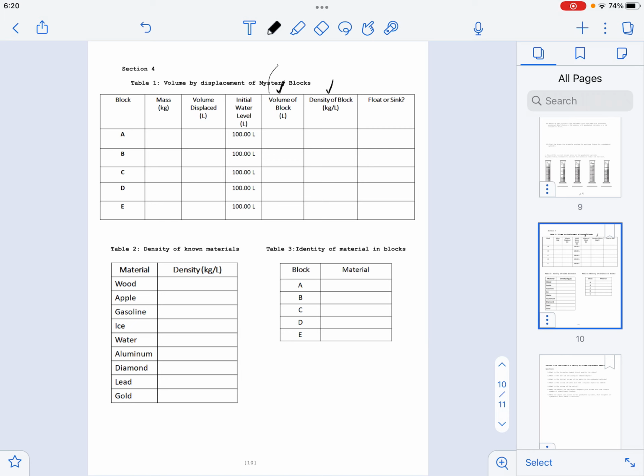The volume of the block is going to be determined by taking the volume displaced, and you're going to subtract it from the initial water level. That's what's going to give you the volume of the block.